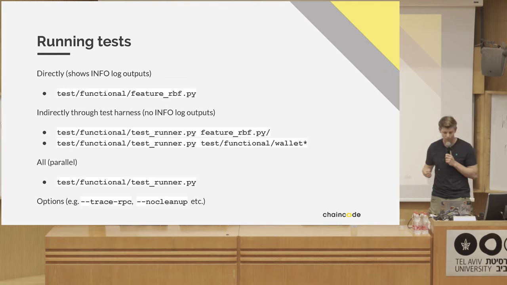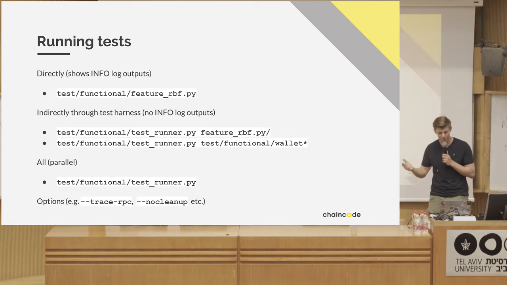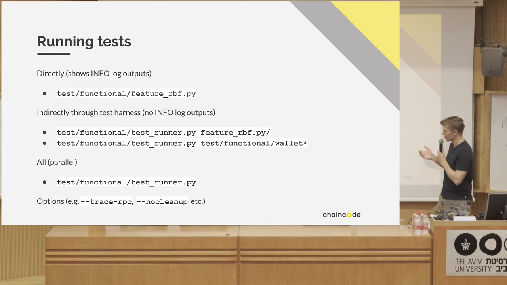But you can also run the test through the test harness, and that is very helpful if you want to run all of the tests at one time, so the full functional test suite, or if you want to do some pattern matching on the names, like you want to run all the wallet tests, like you can see here. That is helpful for that as well, but you will just not see those outputs that you might need.